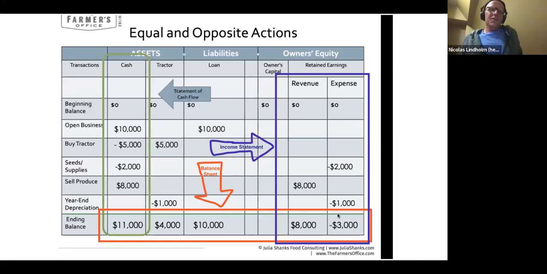Now, I'd like to share a couple slides from a mentor of mine. We had this great opportunity over the past 3 years to take a training with Julia Shanks, who's a pretty well-known author and an independent farm financial advisor. She wrote a book called The Farmer's Office, which I think is about the only hardcover book I have in my office. And she's coming out with a second edition this next year.